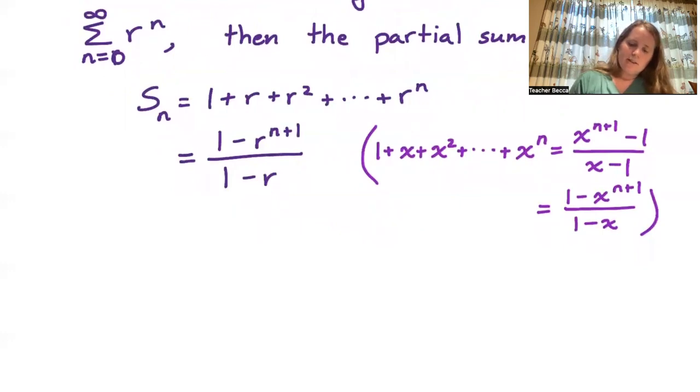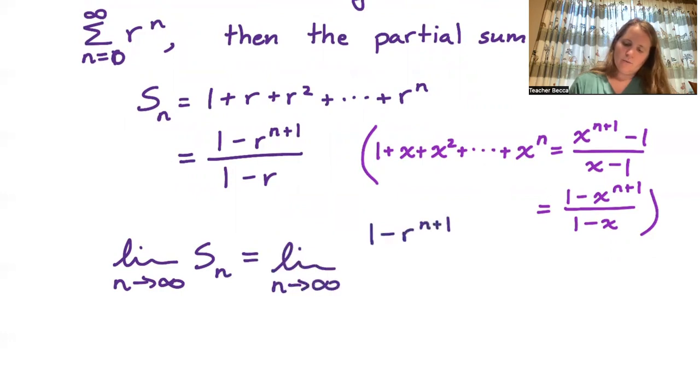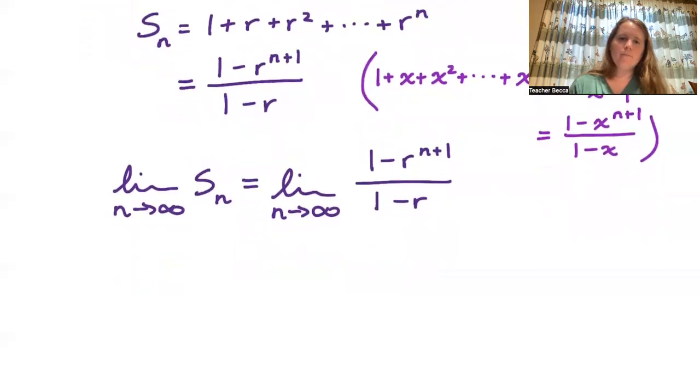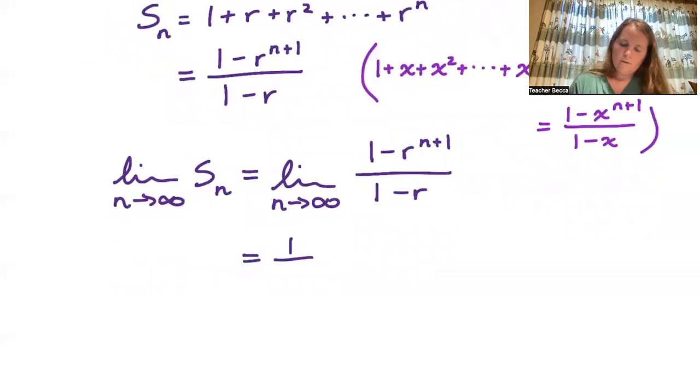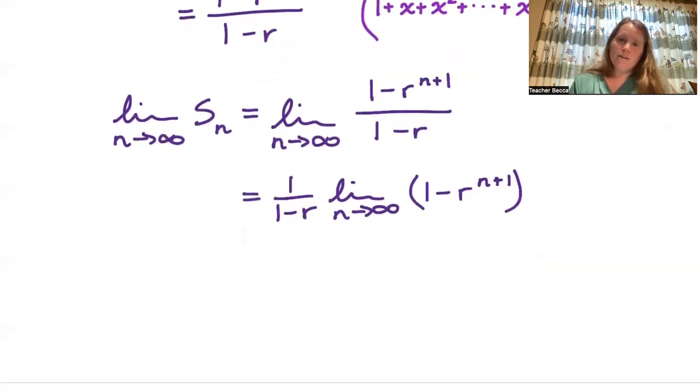So if we take the limit as n goes to infinity of s sub n, this is the same thing as taking the limit as n goes to infinity of 1 minus r to the n plus 1 over 1 minus r, which is the same thing as 1 over 1 minus r times the limit as n goes to infinity of 1 minus r to the n plus 1. So we know that this is going to, of course, diverge if r is bigger than 1. r to the n plus 1 will blow up. It will converge if r is less than 1.